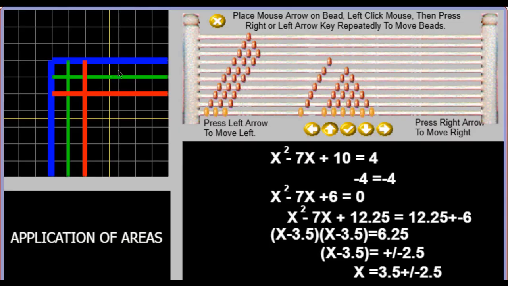Look to the other side of a yellow dividing line. We'll see we have 3.5 on the other side. And we can add 2.5 to that. And then we have 2.5 plus 3.5 will give us 6. So our solutions are 1 and 6.